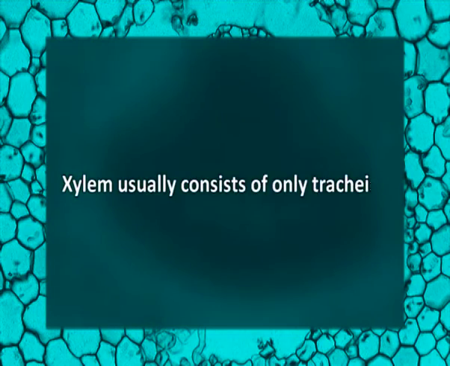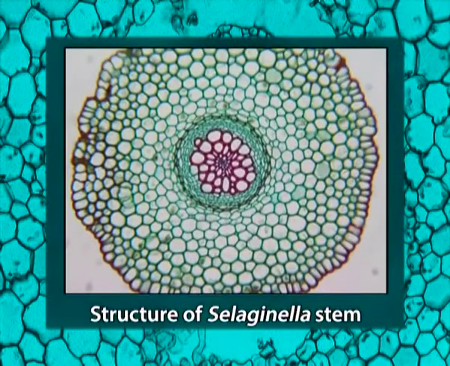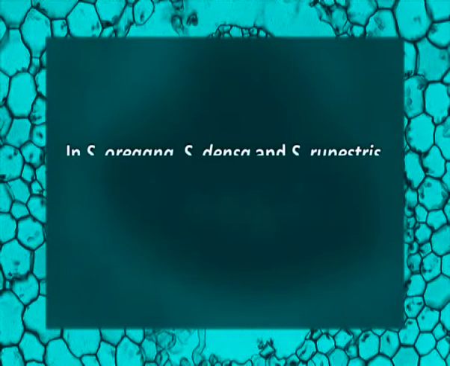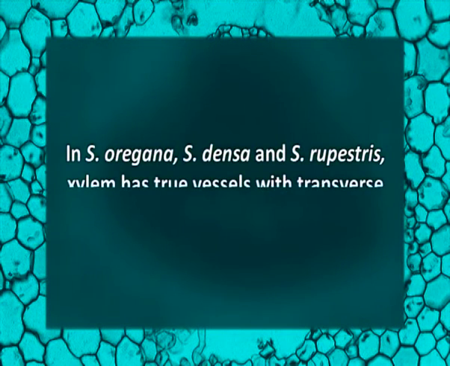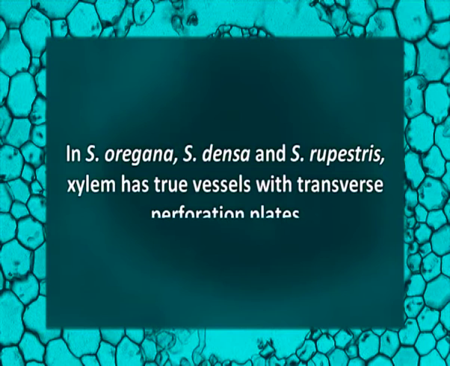It usually consists of only tracheids. The protoxylem tracheids have annular or helical thickenings, whereas the metaxylem tracheids show scalariform thickenings. In Selaginella origana, Selaginella densa, and Selaginella rupestris, however, the xylem has true vessels with transverse perforation plates.